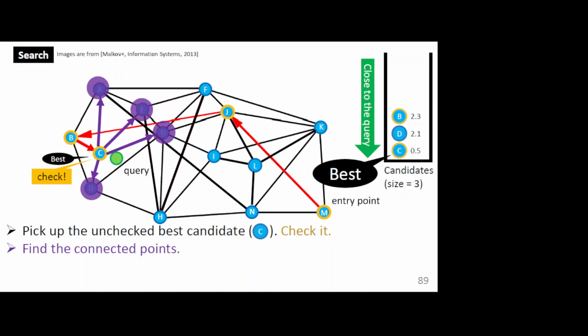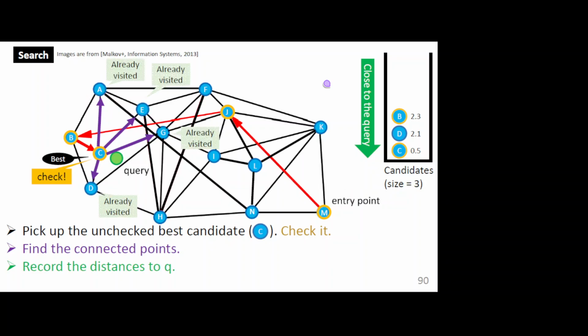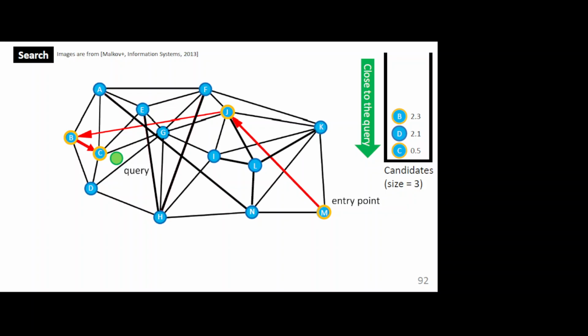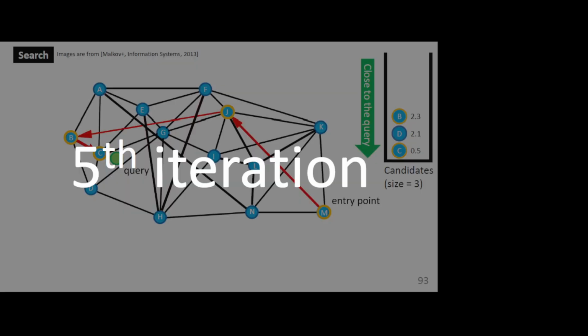Check its neighbors. But most of the neighbors are already visited. You can see the label is visited for A, G, and D. So I think E is not visited before. It's not visited, but it's an error in this slide. Actually you have to compute the distance between E and your query, but it also makes an error on it. Never mind, we will continue to the fifth iteration.